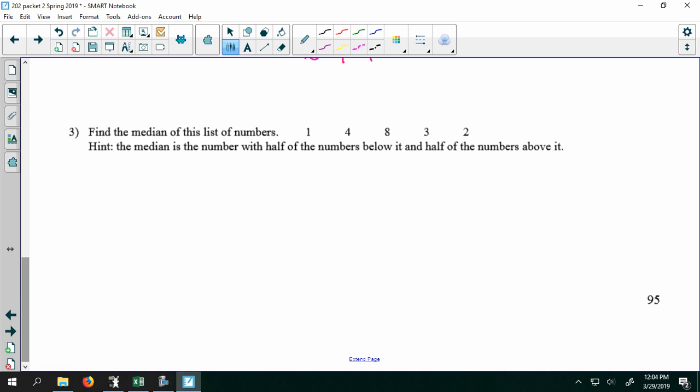Okay, find the median of a list of numbers. So that is the number with half the numbers below it and half the numbers above it. So it's helpful to write these in numerical order: 1, 2, 3, 4, 8. The number with half the numbers below and half the numbers above is 3.